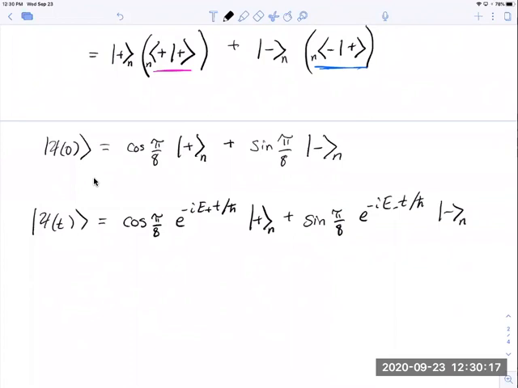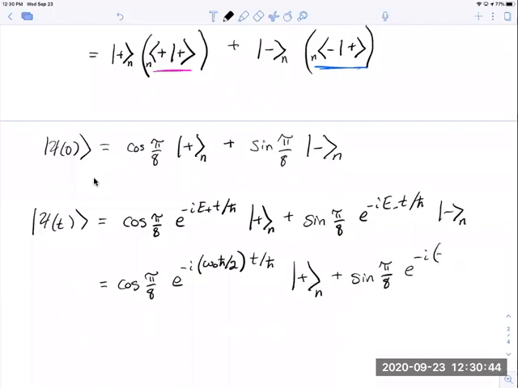Again, more rejoicing. But I remember what these energies are because I just looked them up. So I can then look at these. These are minus i omega naught h bar over 2, t over h bar, spin up, plus the sine of pi over 8, e to the minus i, minus omega naught h bar over 2, t over h bar, spin down in the n hat direction. So let's do some exciting canceling again.